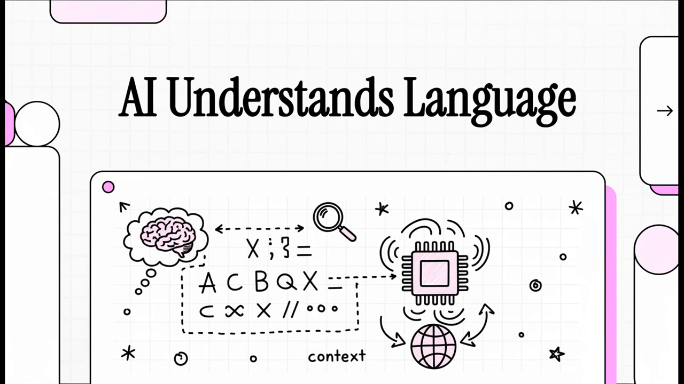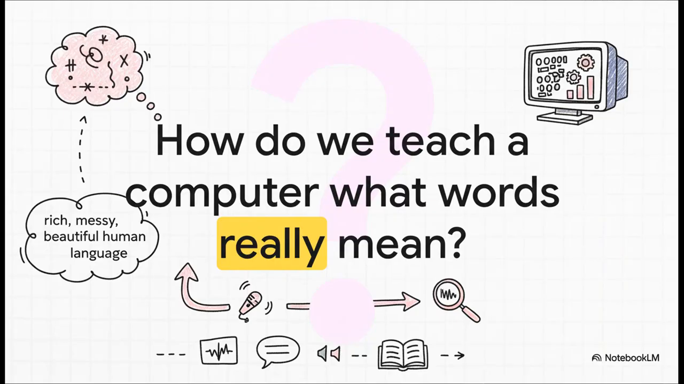So, how does an AI go from just seeing letters on a page to actually getting what a sentence means? It's a huge leap, right? Well, today we're going to dive into that journey. We'll look at the key breakthroughs that taught machines not just to read words, but to really understand them in context. All right, so let's get right into it.